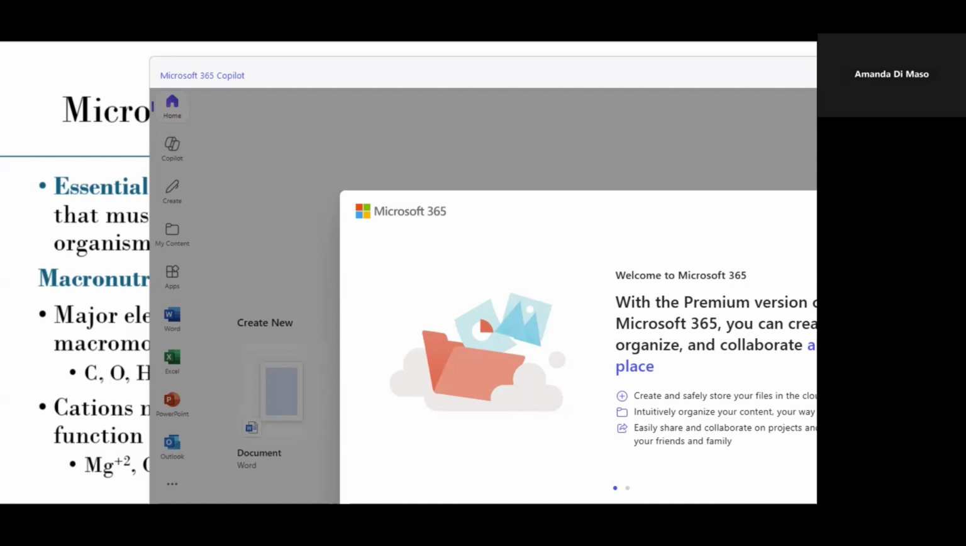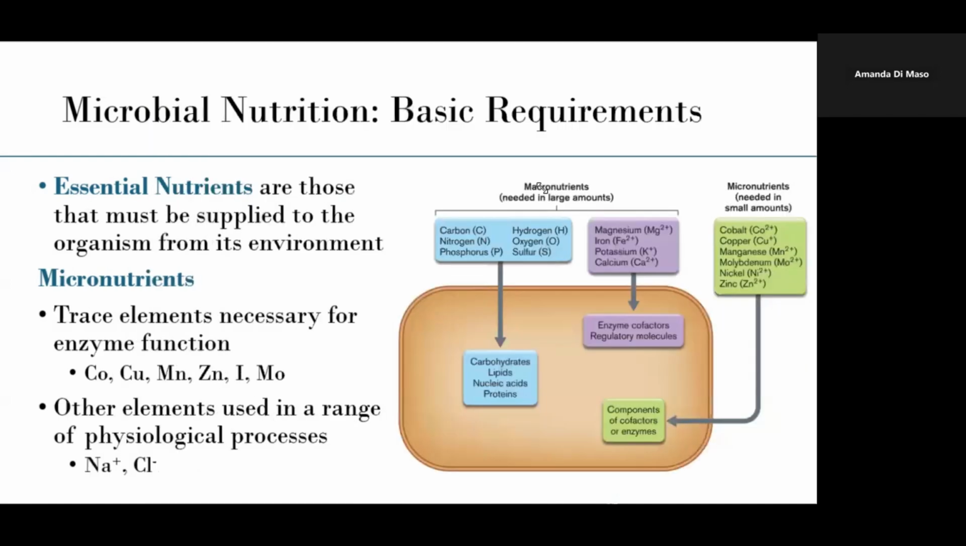Now, we also have micronutrients. And those micronutrients are thus named because we don't need as many of them. So we just need trace amounts of these in order to survive and to be healthy, functioning cells. These include a lot of our metals. So copper, cobalt, manganese, zinc, iron, all that good stuff that we will talk about more throughout this whole thing.